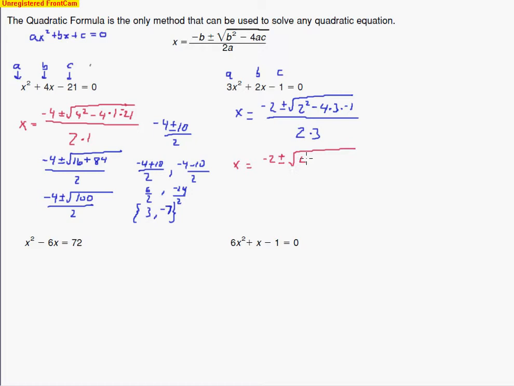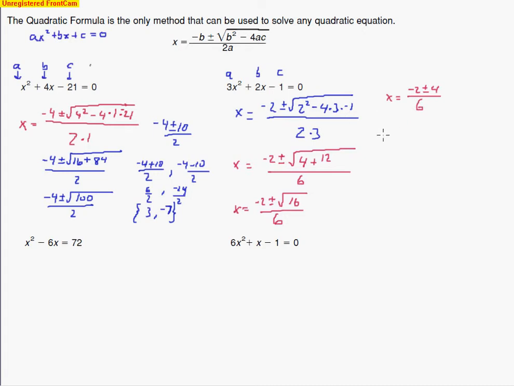And then we have 4, and then negative times a negative makes a positive, so plus 12, and this is all over 6. So now we have x equals, and then we go ahead and do this work. We have negative 2 plus or minus the square root of 16, all over 6. And so when we go ahead and take that square root, we're left just with 4, so negative 2 plus or minus, and then the square root of 16 we said was 4, all over 6.